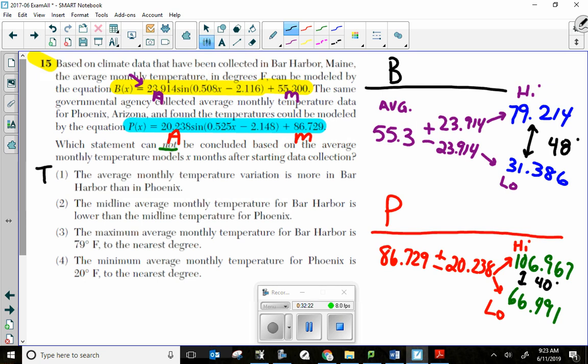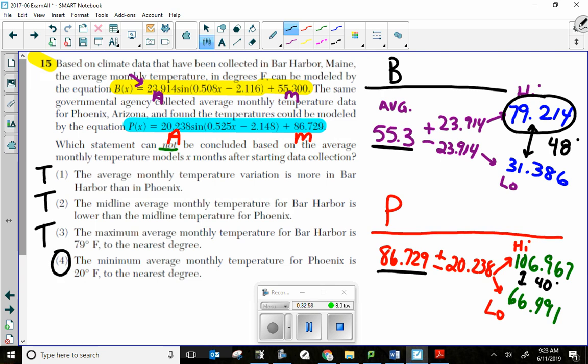Okay, the midline average, this is number 2, for Bar Harbor is lower than the midline average for Phoenix. This is the average for Bar Harbor. This is the average for Phoenix. Yes, the average for Bar Harbor is lower. It's 55, and Phoenix is about 87. Number 3, the maximum average monthly temperature for Bar Harbor is 79. This is the max average. Yeah, it's 79. True. So 4 has got to be false, but let's take a look at it.